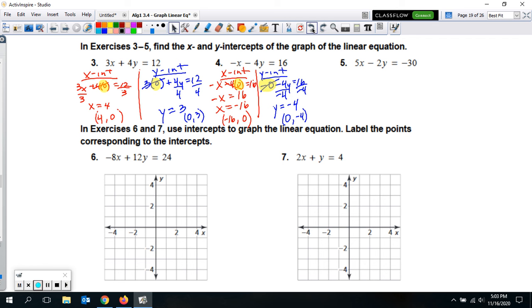All right, so I'm going to have you try number 5. Go ahead and pause the video. Try 5, see if you can find the correct x-intercept and correct y-intercept, and then play it to check your answer.